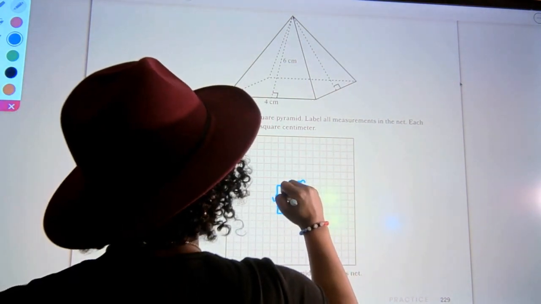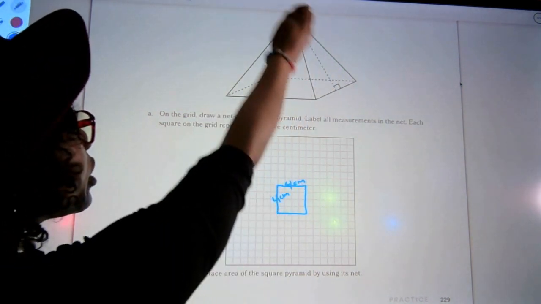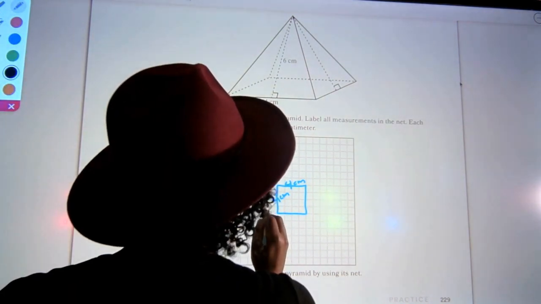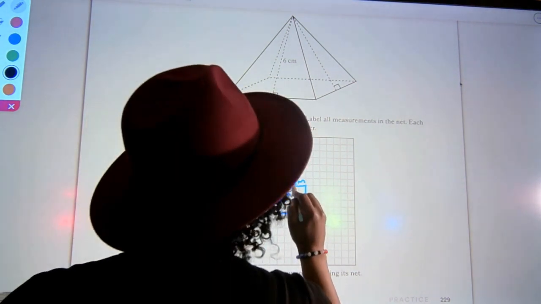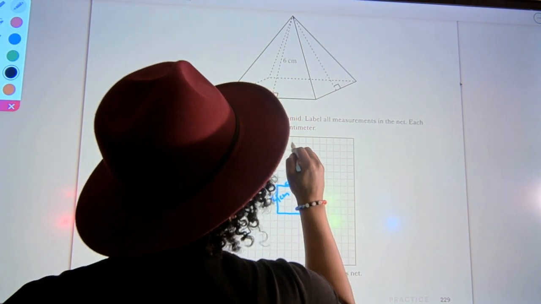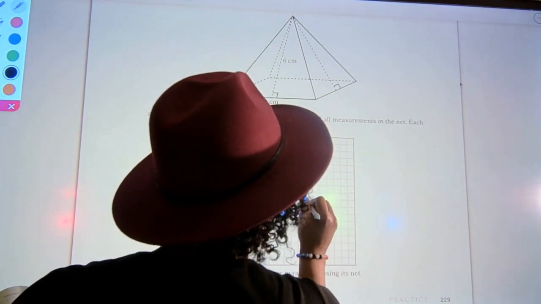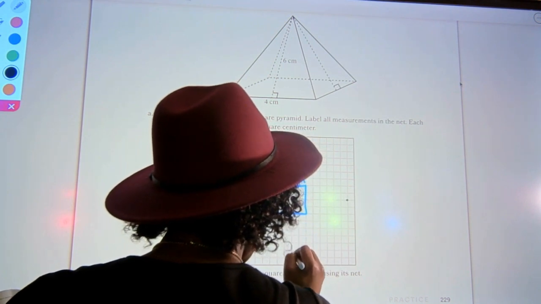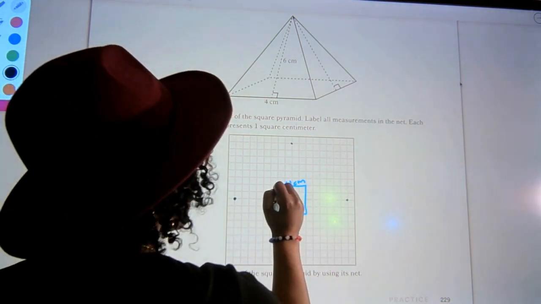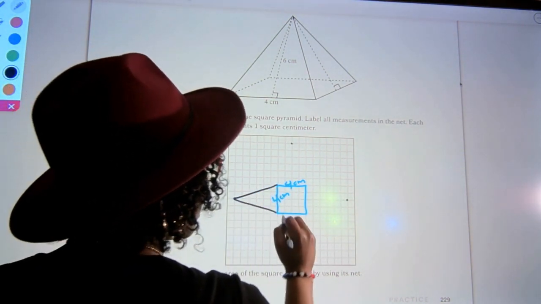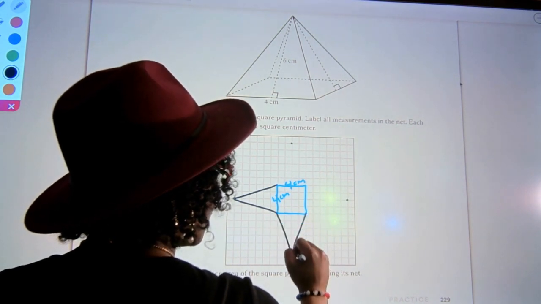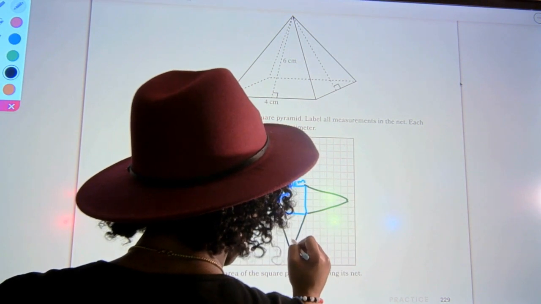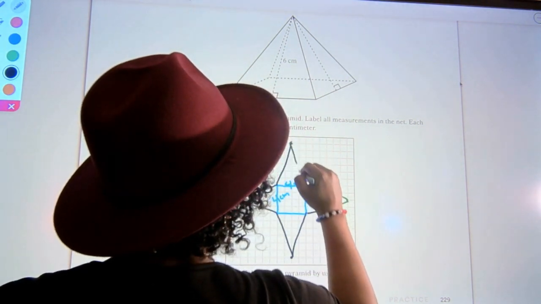So next, we need to draw the 4 identical triangles that surround it. They have a height of 6. So that means when I draw out, I want to make sure that I'm going up 6. 1, 2, 3, 4, 5, 6. See, I'm placing my dot right there in the middle. All right, so from here, I'm just going to connect. I know it's not perfection, y'all.